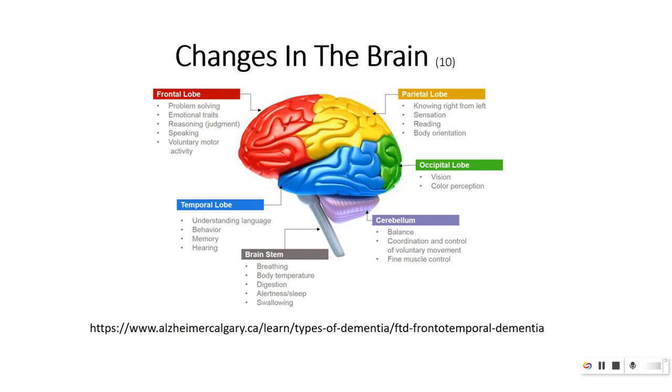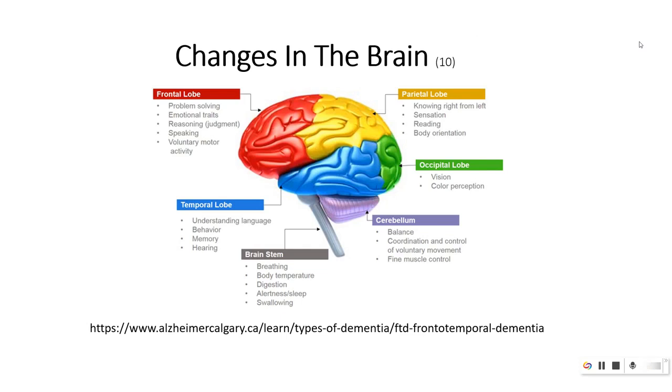The parietal lobe, knowing right from wrong, being able to read and comprehend, orientation of your body in where you're at, where you're walking. That balance problem that we talked about can be part of the parietal lobe, but it can also be part of that cerebellum, which is that little purple area down there at the bottom. The occipital lobe, vision and color perception. Each one of these lobes are affected differently at different stages of the disease, just depending on which disease it is. The brainstem, not really affected.